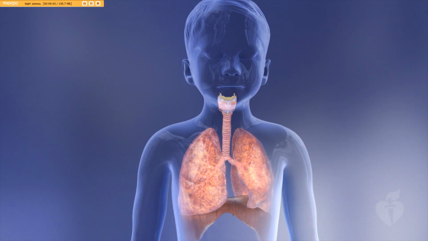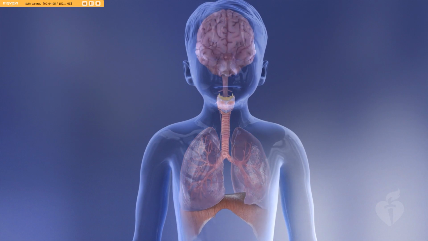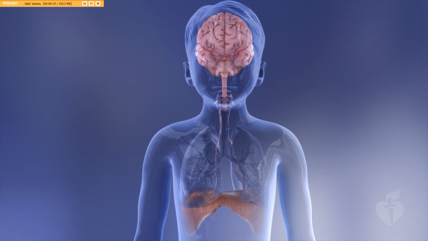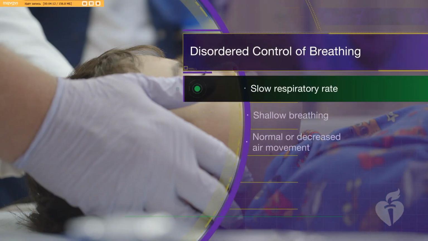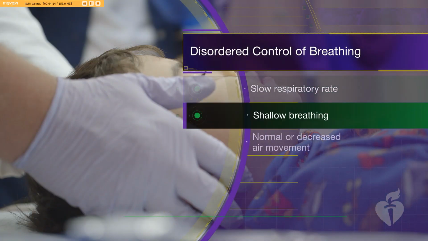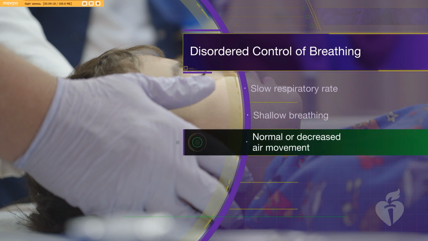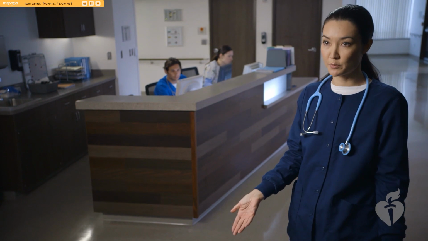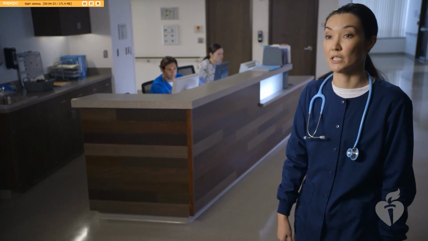A child with disordered control of breathing, such as a child with brain injury or drug overdose, may have an irregular breathing pattern. The respiratory rate is often slow, and breathing may be shallow with inadequate respiratory effort. Air movement may be normal or decreased. A child with disordered control of breathing may have poor muscle tone or a decreased level of consciousness, causing upper airway obstruction. Once you've identified the category of respiratory emergency, you can then intervene.